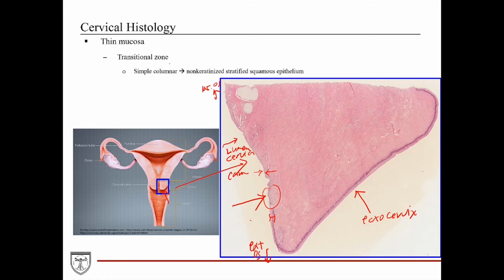And again, these epithelial linings make sense because the cervical canal doesn't typically come in contact with external environmental assaults that the ectocervix might, which is exposed to the vaginal environment. This transitional zone and the ectocervix is typically the area that's swabbed to screen for any dysplasia during the pap smear.